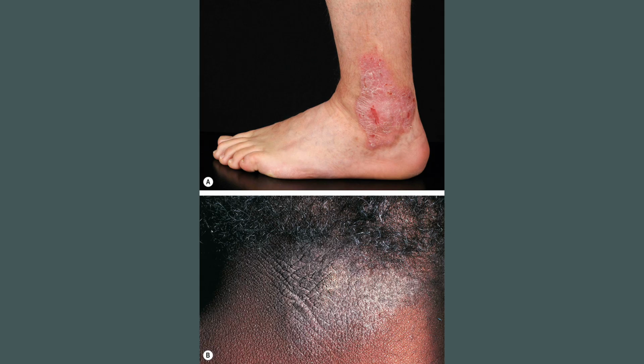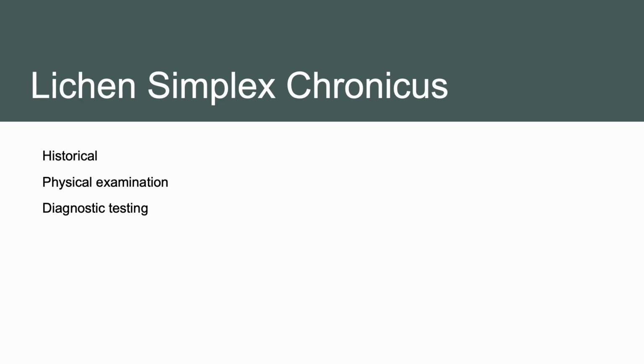Here you can see the lichenified pink plaque on the ankle of a young man. And then in the bottom picture, note the increased skin markings in this hyperpigmented plaque on the posterior neck. On history, we want to discuss the duration and intensity of itching, history of skin conditions or psychological stress, and triggers for scratching or rubbing.